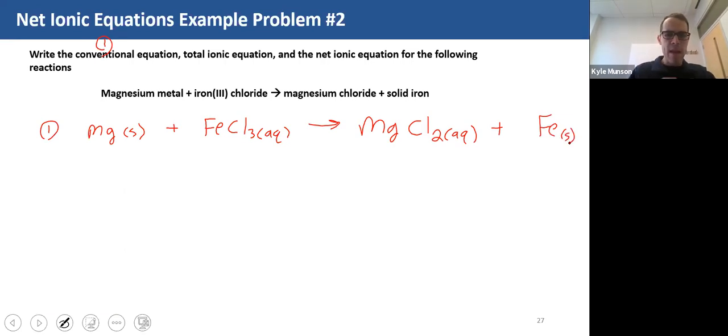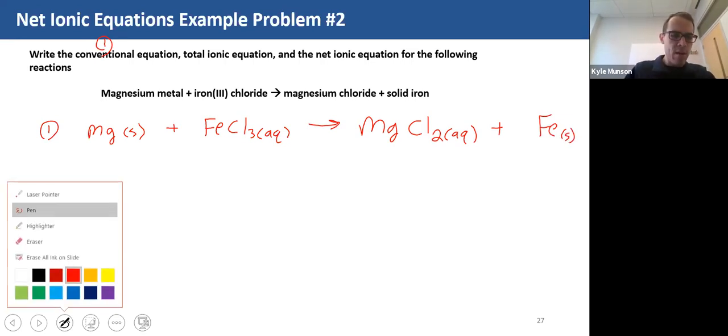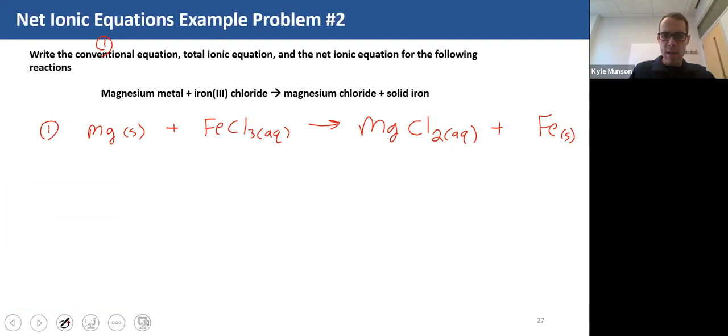Okay, now we need to balance this equation. And when you do that, I believe there's a 3 there, a 3 there, a 2 there, and a 2 there. So now I have 3 magnesiums on either side of the equation, 2 irons on either side of the equation, and 6 chloride ions on either side of the equation. Okay, so that's my conventional equation.